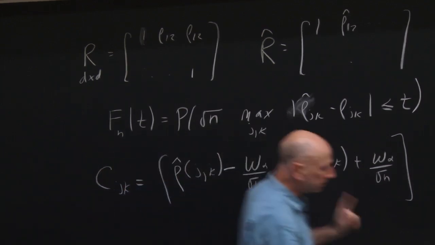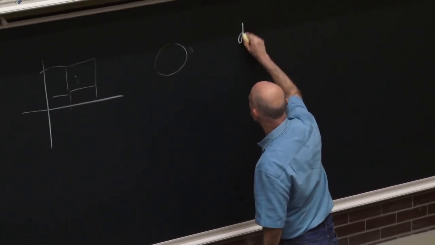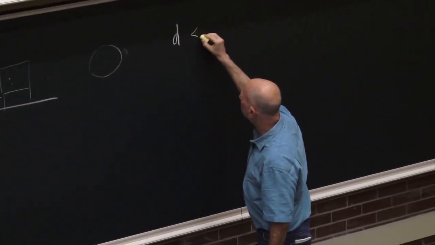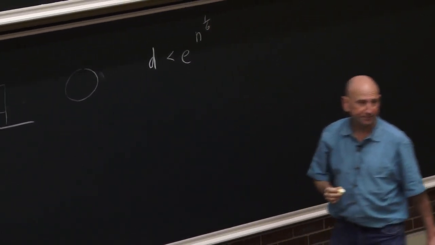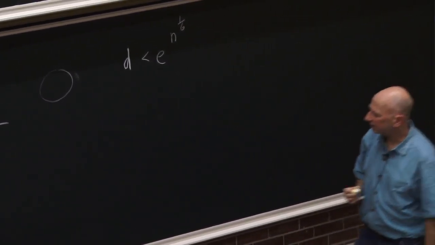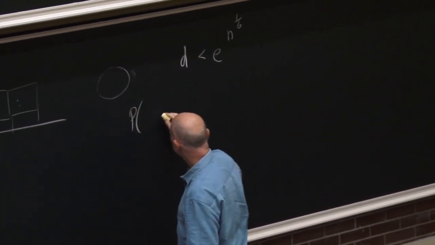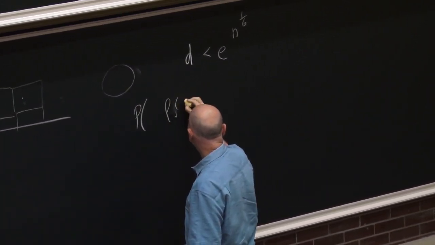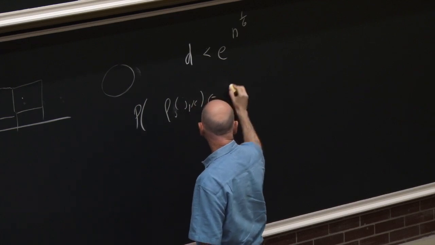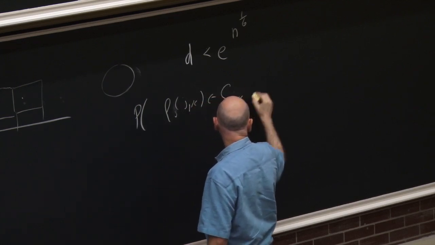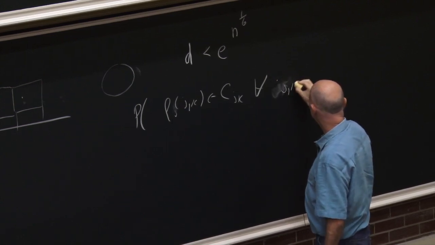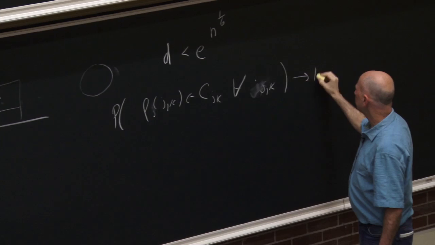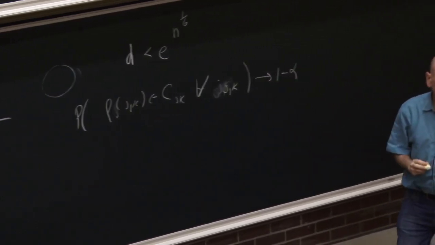So the cool thing about this, let me state the result, is that as long as the dimension is smaller than e to the n to the 1/6, we'll come back to that in a minute, the probability that rho jk is in that confidence interval for all of the nodes on your graph, for all jk, converges to 1 minus alpha as n goes to infinity.